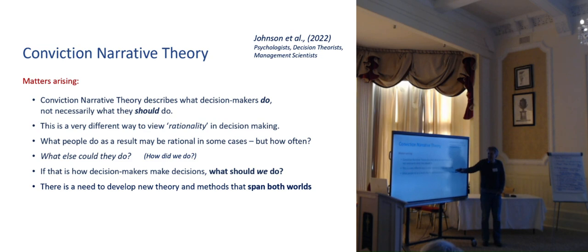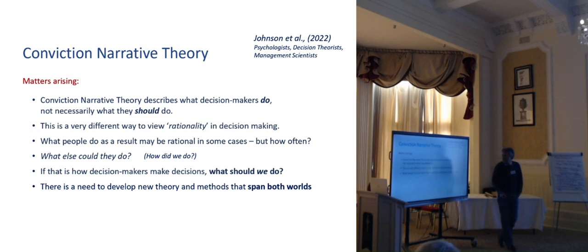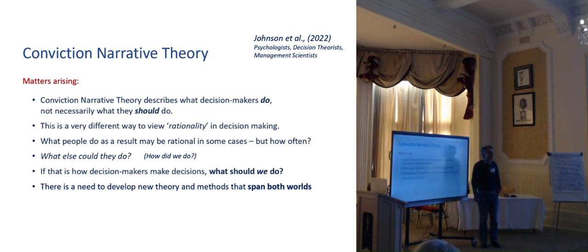And what people do as a result of this methodology, if you like, might be rational in some cases, but how often? We don't know that. That's not known yet. It's too recent, this theory. But then what else could they do? It's all very well to be critical of this, but what else are they going to do? What else could they compare their narratives to? There is no data. So maybe this is rational.